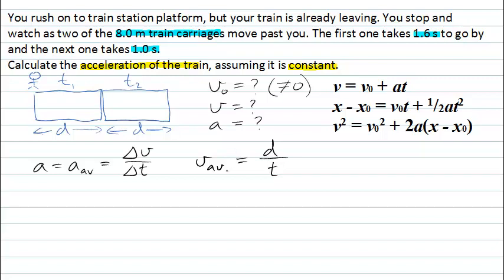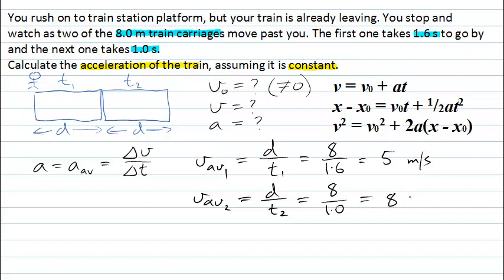So, for example, we could find the average velocity, which we'll call Vav1, as the first carriage moves past in time t1. The first carriage moving past is a displacement change of 8 meters, and the question told us that took 1.6 seconds. That gives us an average velocity of 5 meters per second as that first carriage moves past. And we can do the same thing for the situation as the second carriage moves past. The average velocity there will be the displacement change as that second carriage moves past, divided by the time that it took. And again, that's an 8 meter carriage, now divided by 1 second. And that gives us an average velocity of 8 meters per second. So there we clearly have a change in velocity. What we really need to think about now is, what do we know about the time that it took to move between those two velocities?